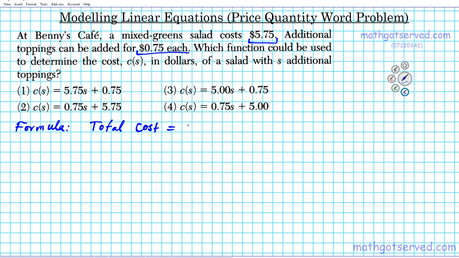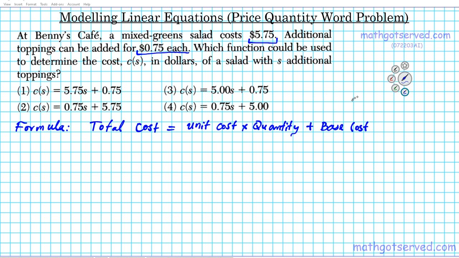The variable component, which is going to be the unit cost of that variable component, unit cost times the quantity. Alright, so this is the variable component, and then you're going to add on the base cost. The base cost doesn't depend on how many toppings you order. If you have one topping or 10, you still have to pay the base cost, alright, or base price.